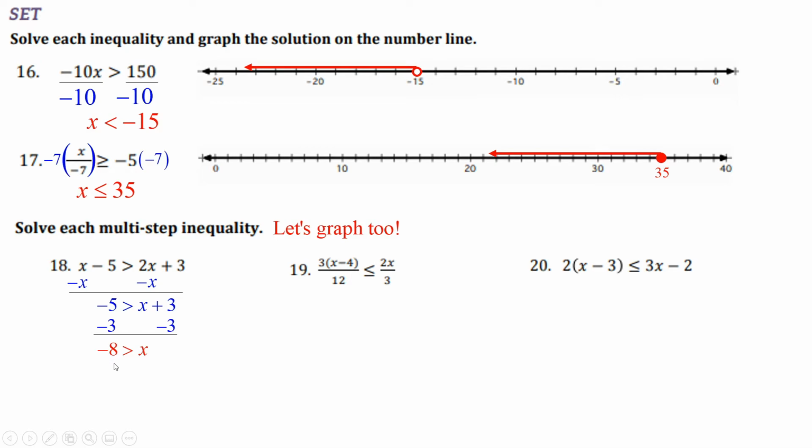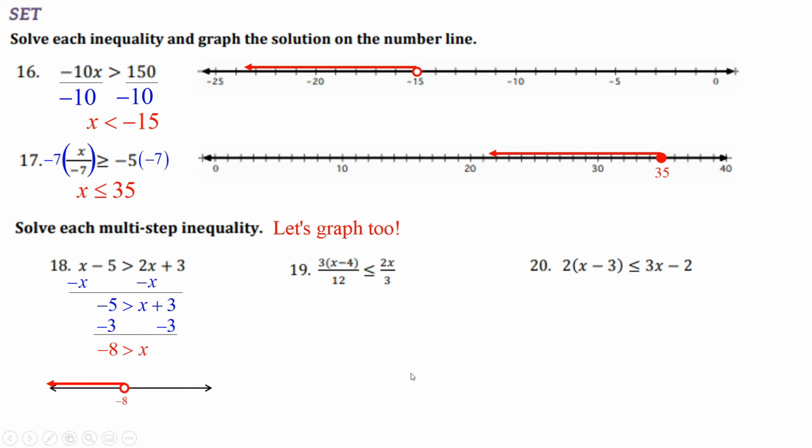Do you notice how I read that from the variable too? That makes it so much easier for me to graph. Hash mark, key number, negative 8, less than, that's an open dot on negative 8, and x is less than negative 8, so we're going to the left. And that is why I always read from the variable. Some people will see this negative 8 greater than x, and they see greater than, and they go right, even though this is x is less than negative 8.